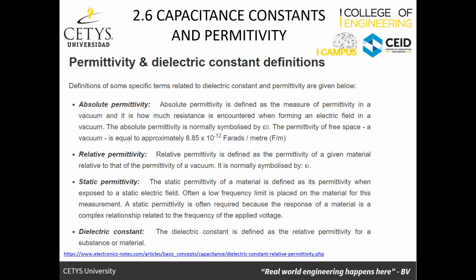And lastly, the dielectric constant. Relative permittivity and dielectric constant are basically the same thing. In other words, the proportionality between relative and absolute permittivity is called the dielectric constant. So if the permittivity of plastic is 10 times the permittivity of vacuum, that 10 would be the dielectric constant. It's how many times it is with regards to vacuum.